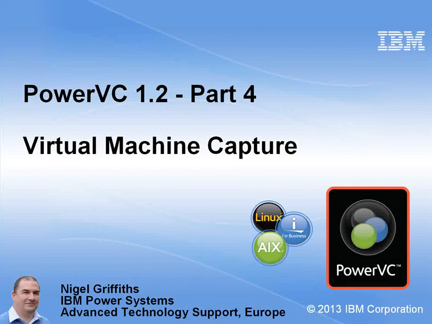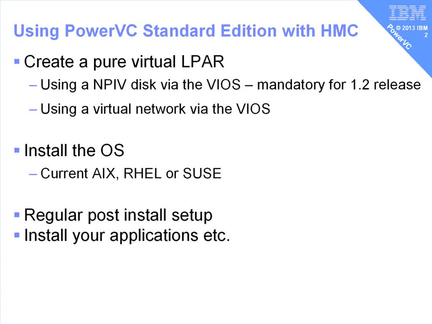In this PowerVC movie, part 4, we're going to look at capturing virtual machines. I'm using PowerVC Standard Edition, so it has a HMC connected to it. We're going to create a pure virtual logical partition or virtual machine. For the 1.2 release, this has to be based on NPIV disks via the virtualized server and using virtual networks.